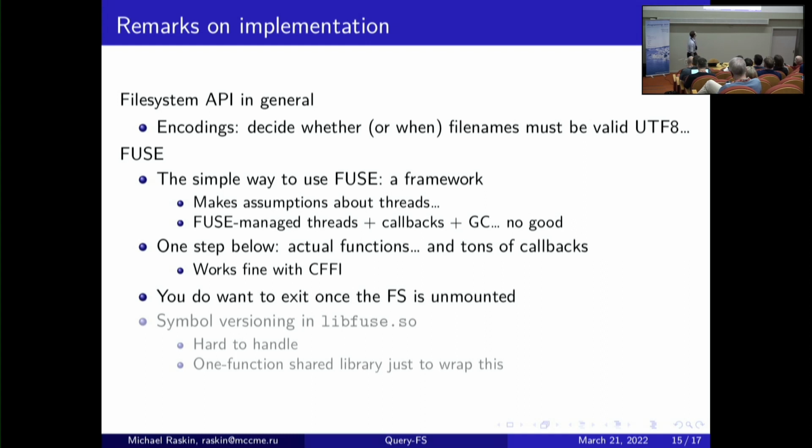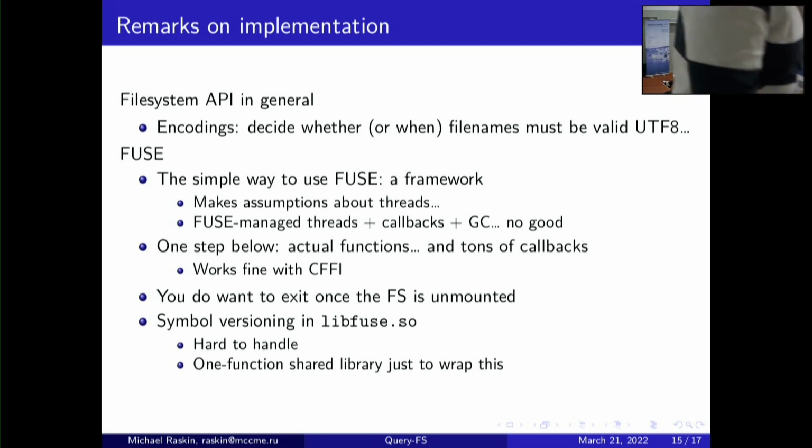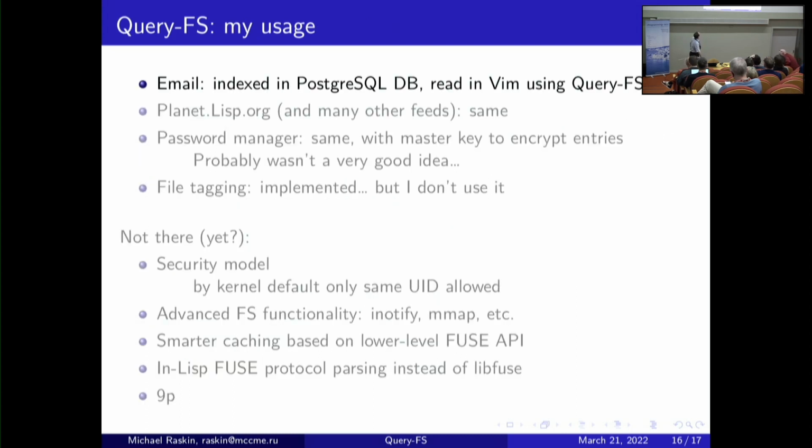You do want to exit once the file system is unmounted. As I said, if you have things in a single process, you have a ton of gotchas. Just give up and exit once your file system is unmounted. I had issues here. And there are symbol versioning issues in libfuse. I tried to solve them in CFFI, gave up, and just wrote an almost literally one-line library in C just to link the correct function. And so, how do I use it every day?